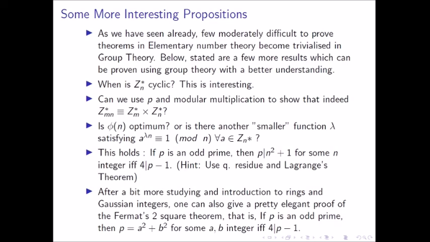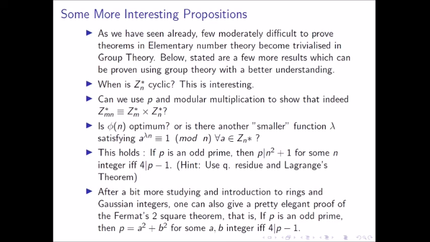Now we state two results. If p is an odd prime, then p divides n square plus 1 for some integer n, if and only if 4 divides p minus 1. So p is of the form 4k plus 1. Use quadratic residue and Lagrange's theorem over here.